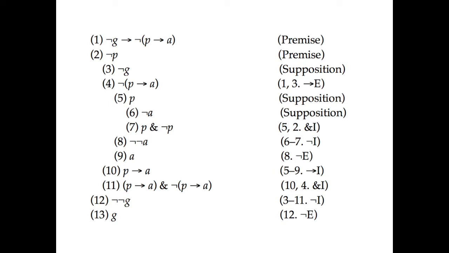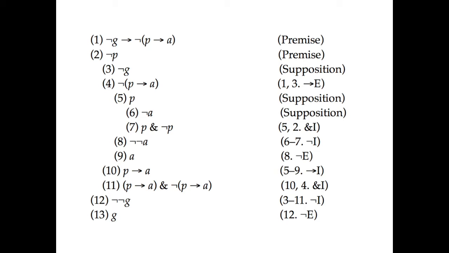And remember, line 8 does not get lined up with line 6. Line 8 is not something that I have only proven supposing that not A is true. Line 8 is something that I've proven just supposing that P is true. So line 8 gets lined up with line 5. All right? Line 9 just says A. That comes from line 8 using my not elimination rule. And A is what I was trying to prove when I made the supposition on line 5. So line 10 says P arrow A. If P, then A. Okay, that comes from line 5 through 9 using arrow introduction.